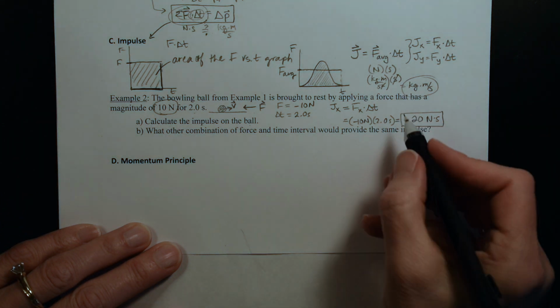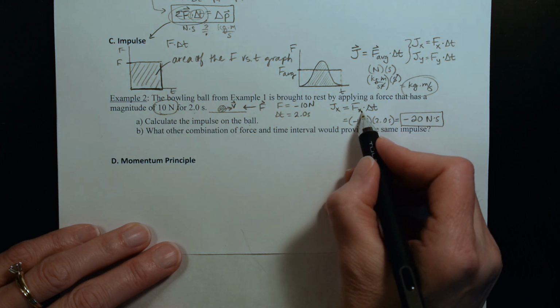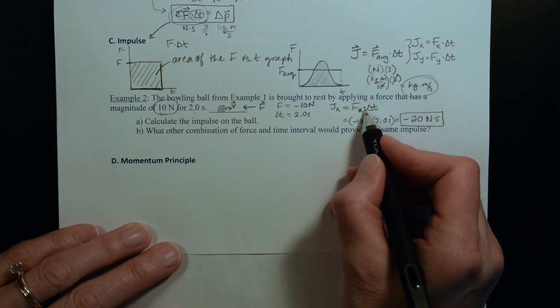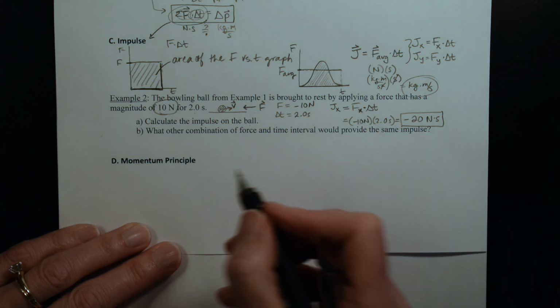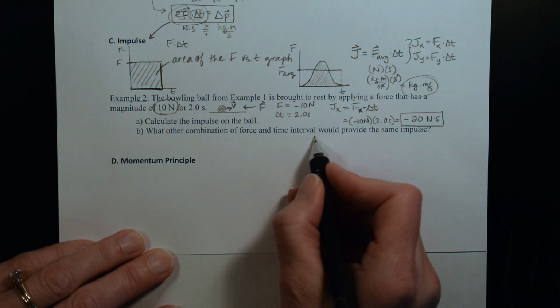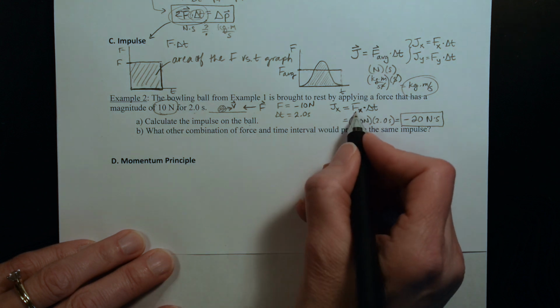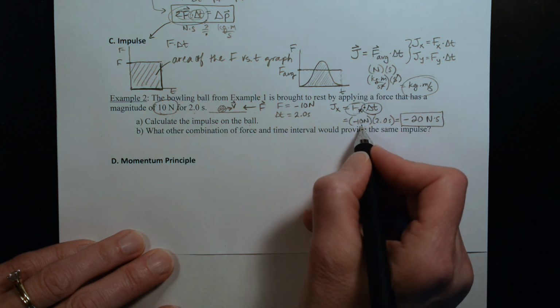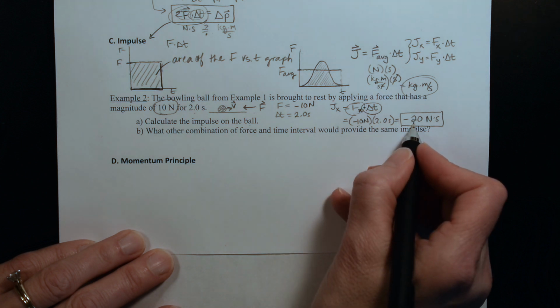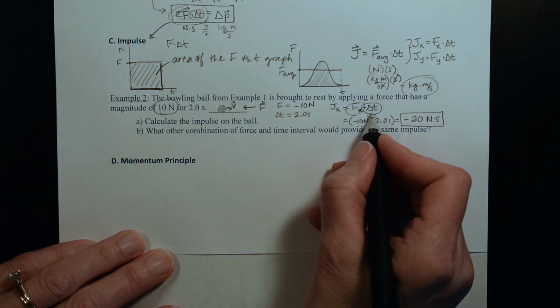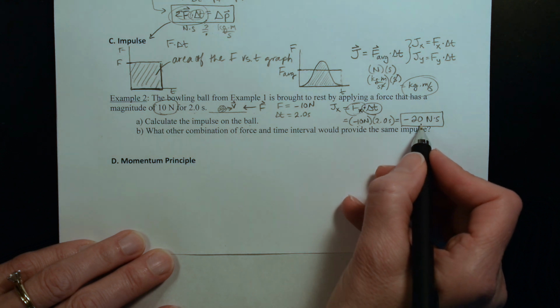A negative here means that the force was negative, so it means that the impulse was acting on the object in the negative direction. What other combination of force and time interval would provide the same impulse? Well, you notice that impulse is force times time. We had 10 times 2, giving us 20. Well, what other forces and times could you multiply and get 20?